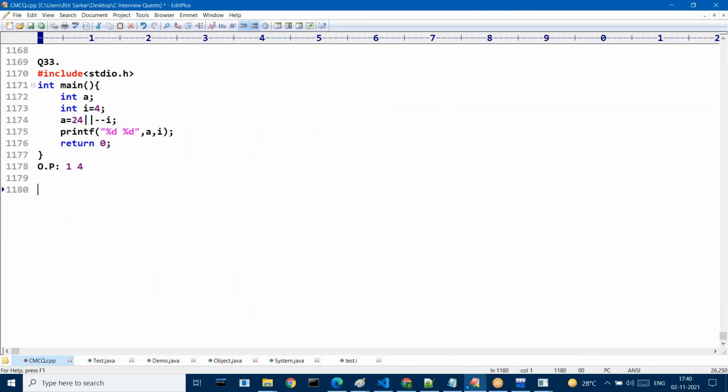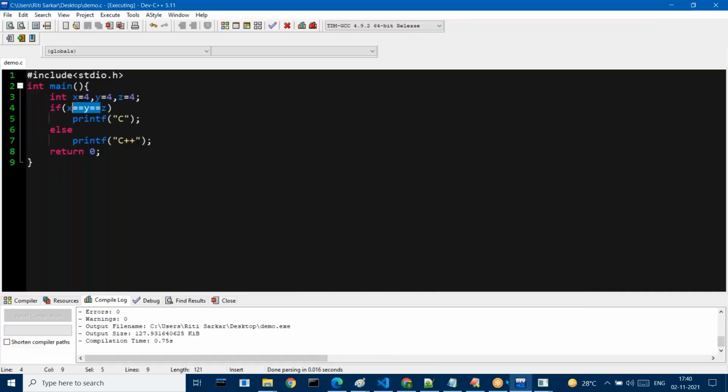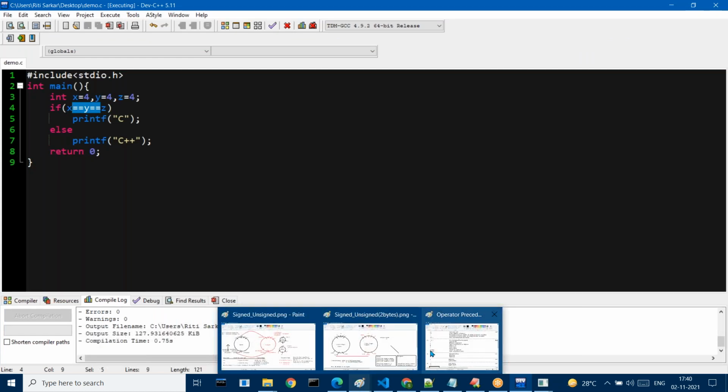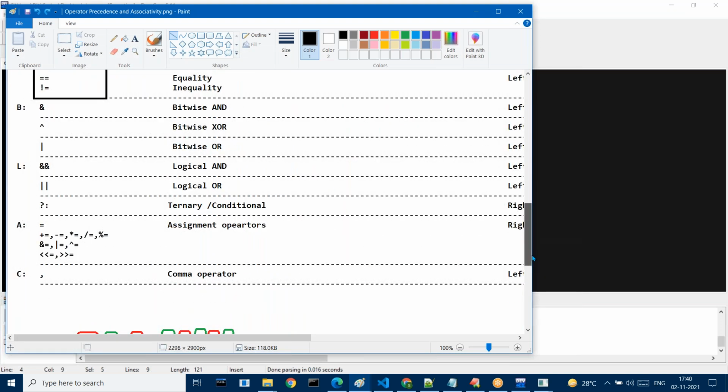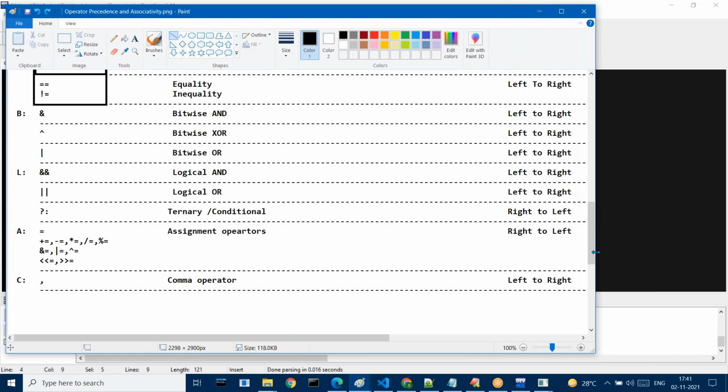Now here in this code, sir, both are assignment operator. Then what? Sorry, both are relational operator. Then what will you do? Sir, I have to go for associativity. Regarding associativity, very easy guys. Remember, conditional operator, assignment operator, and unary operator associativity is right to left. Remaining everyone is left to right. One more time, conditional operator, assignment operator, and unary operator associativity is right to left. Remaining everyone is left to right.